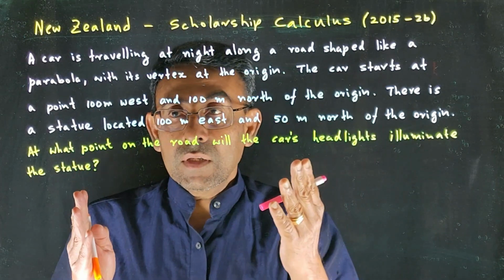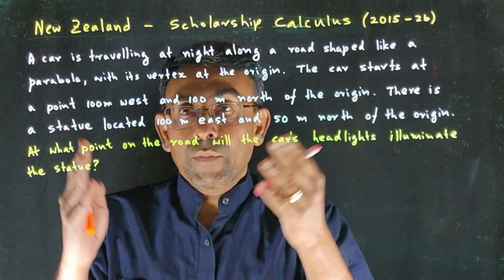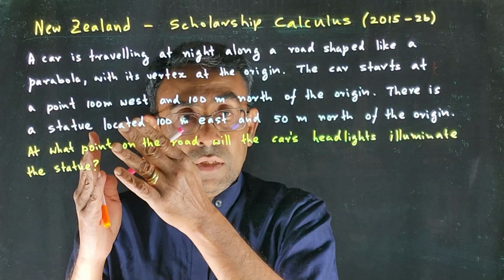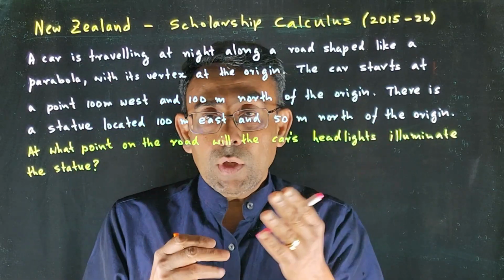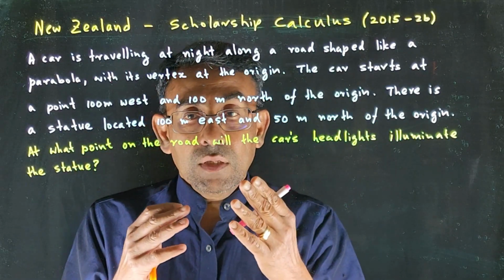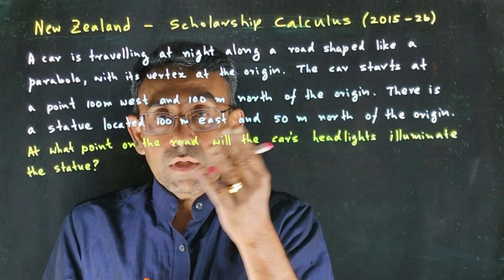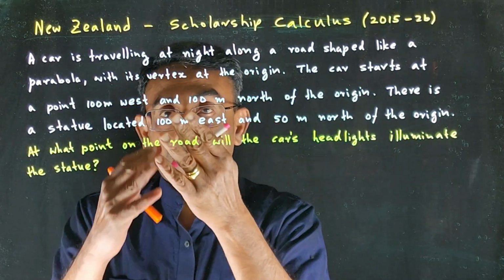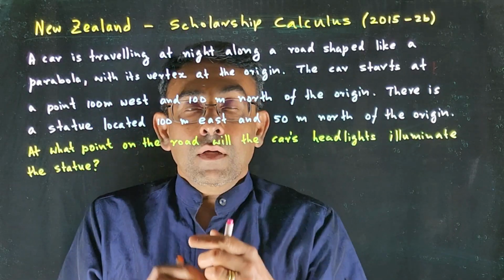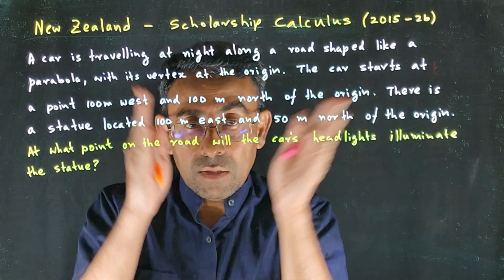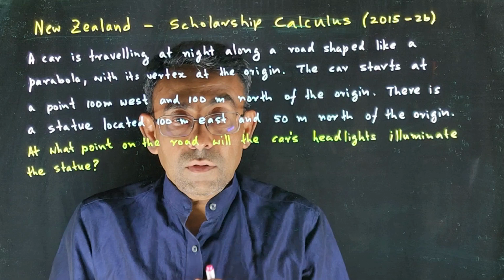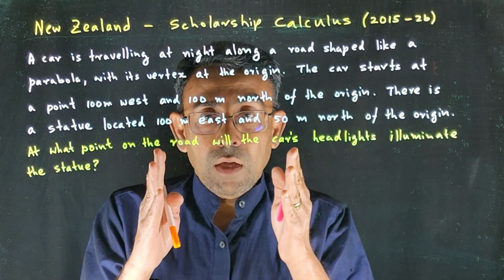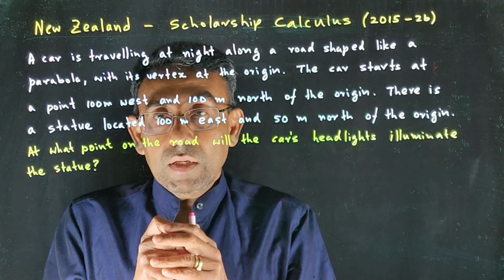It's a story given. A car is traveling on a parabola-shaped road, there is a starting point given, and there is a statue on the side of the road. So the question is, at what point on the road will the car's headlights illuminate the statue? The car is traveling at night, so there's a headlight going straight forward from the car. So we need to find out at what point the car can illuminate the statue.